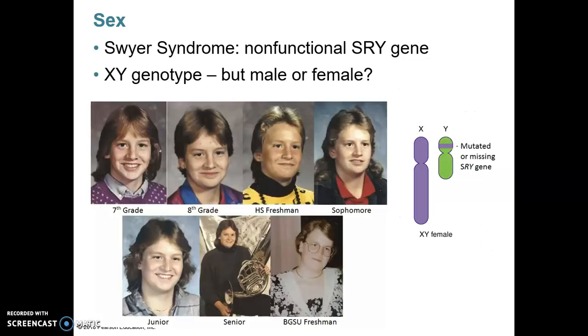Here we have an individual with a non-functioning SRY gene. This could lead to Swyer syndrome, and that affects about 1 in every 80,000 births. You can see that this person has a somewhat male, or maybe even ambiguous appearance until high school, and in high school they began taking estrogen, which led to a more female appearance. So should this person consider themselves male or female? The question is, should DNA determine their identity?